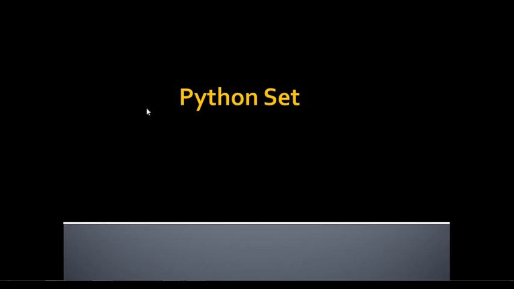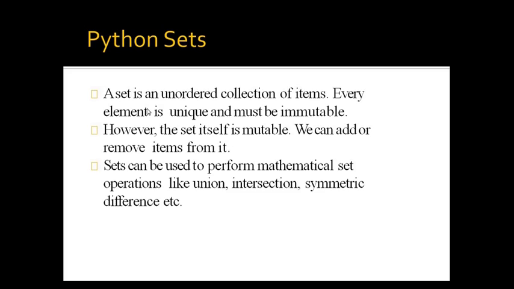First of all, let's understand what sets in Python are. A set is an unordered collection of elements. That means no order is followed in the case of sets. It is a mutable object, which means you can change the values. So changes in the set elements are allowed. We can add or remove items.